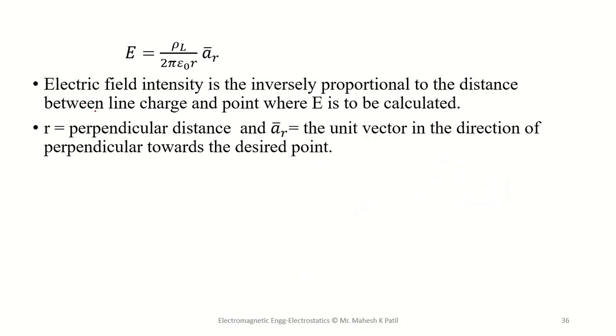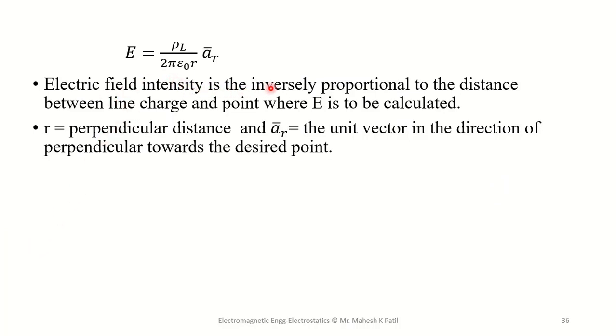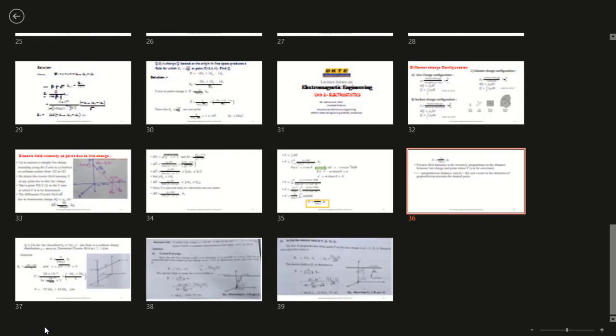This electric field intensity due to line charge distribution says that the electric field intensity is inversely proportional to the distance between the line charge and the point where the electric field intensity is to be calculated. This small r is the perpendicular distance, and AR bar is the unit vector in the direction of the perpendicular towards the desired point. So the situation is like this.